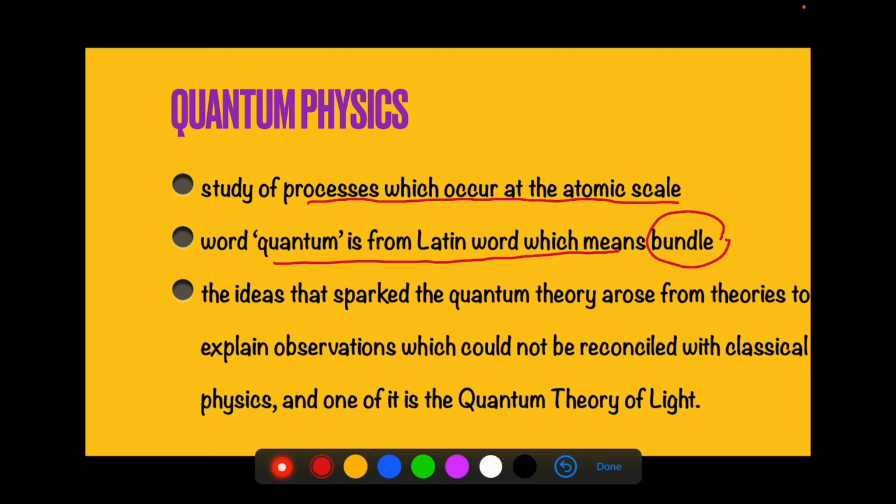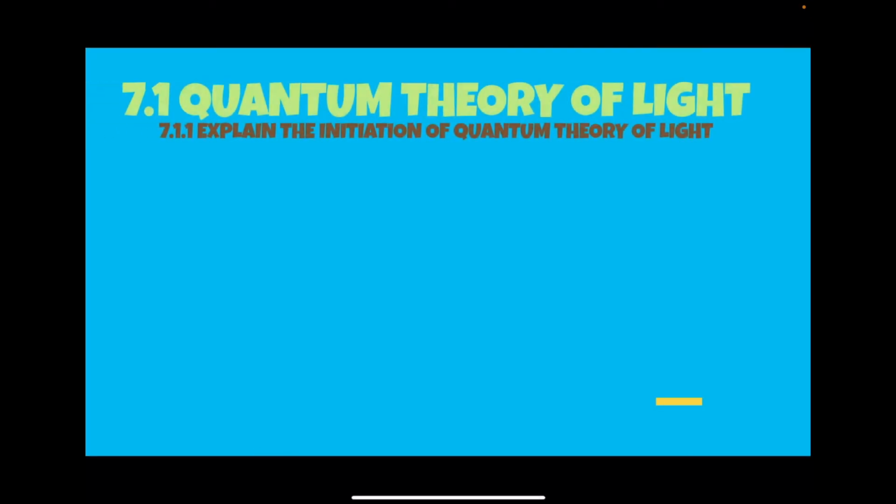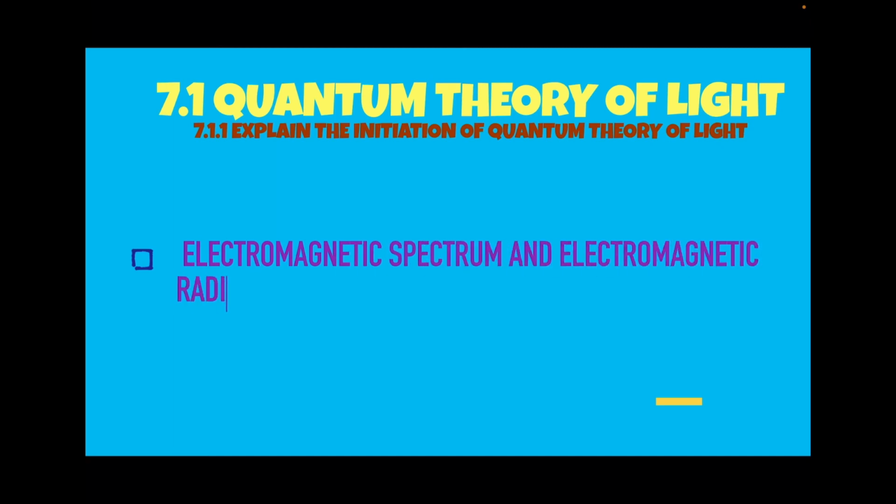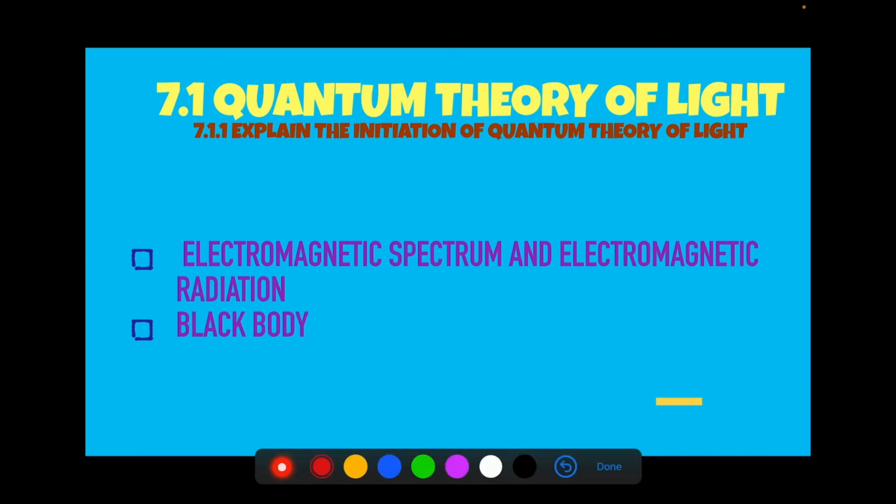And the ideas that sparked the quantum theory arose from theories to explain observations which could not be reconciled with classical physics. And one of them is the quantum theory of light. So this will be the first part of the chapter. And to explain the initiation of quantum theory of light, we will discuss the electromagnetic spectrum, electromagnetic radiation and the black body. But that will be in my next video.